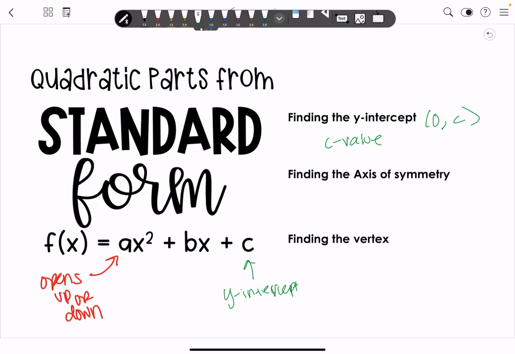To find your axis of symmetry, you're going to need both your B and your A value, and you plug it into this formula right here. Let me make that a little bit wider. There we go. So plug your values in, and then simplify.